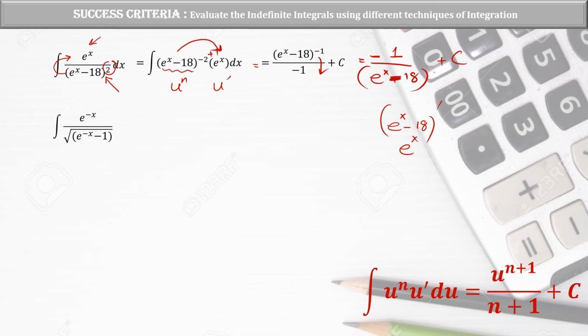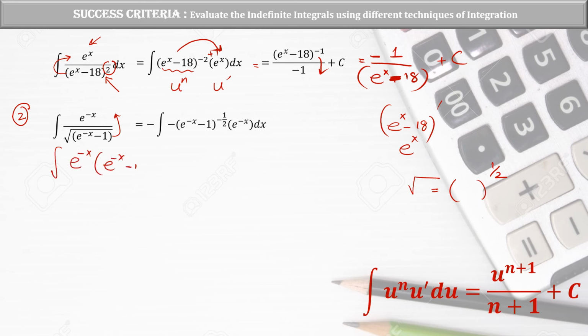Now let's see the second question. Here we have a power, we have this radical sign, the square root sign, in the denominator. The radical sign, we know, has a power of half. So convert it into an exponent and bring it on the top. When you bring the half on the top, you will get negative half. Now let's check. I am writing here with the steps: e to the power minus x, and (e to the power minus x minus 1) whole to the power negative half.